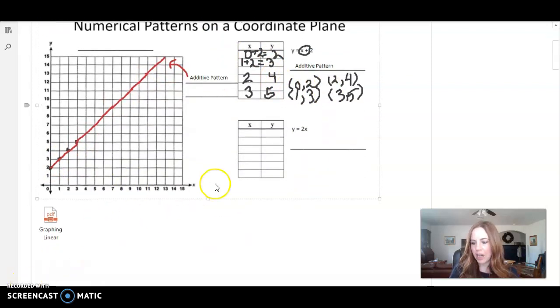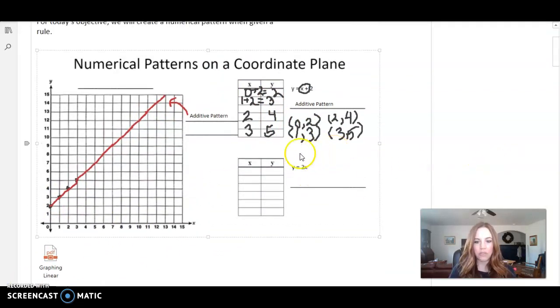I'm going to create another video that goes over our next type of pattern, when our equation or our rule looks like this. And we're going to talk about the difference between the two.